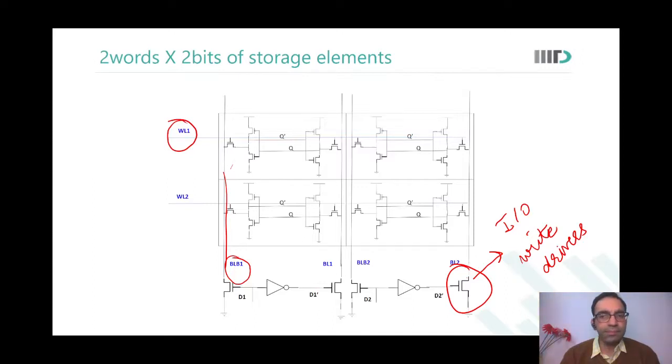Sir, BL1 is bit line 1. B1 means? Bit line bar. So Q and Q bar, bit line and bit line bar. Sir, so in this IO region, the D1 and D1 dash transistors will be called right drivers, or this whole structure, this inverter D1 and D1 transistor?